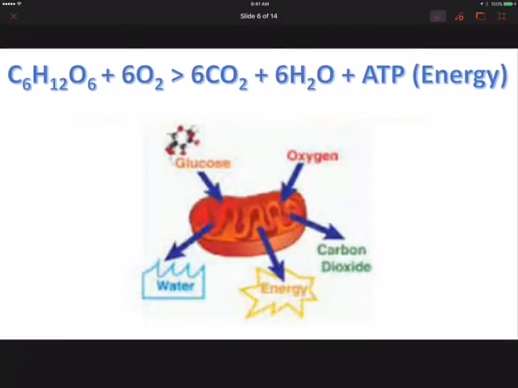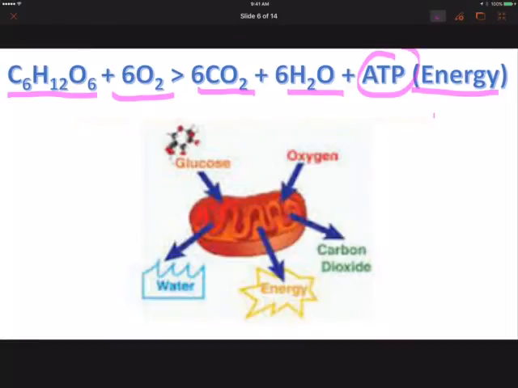Right, so here's the chemical formula or the chemical equation for cellular respiration. You can see that it is just the opposite of photosynthesis. I have glucose and oxygen as my reactants, and my products are going to be 6 carbon dioxide, 6 water molecules, and energy. The one change is that the energy is not sunlight energy, it is now ATP energy.